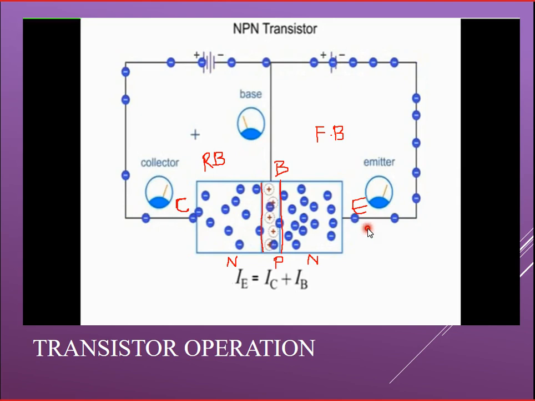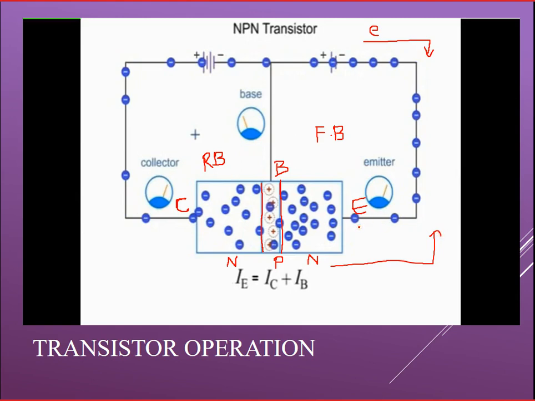So the electron is flowing in one direction, which means the current will be flowing in the other direction. So how will the current flow? Listen, I will write the electrons flowing in this direction, right? So the current flow will be in the opposite direction. I will write the current flow like this.